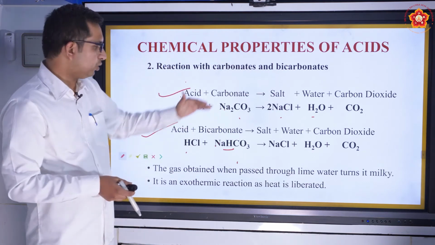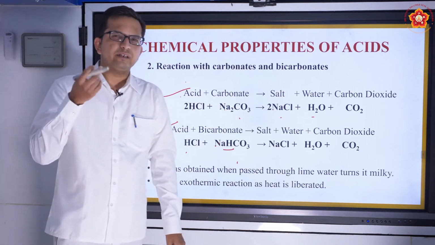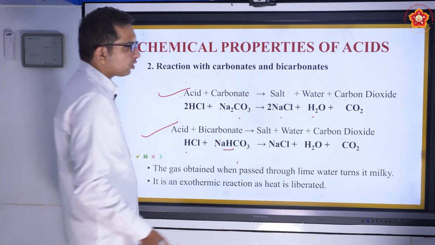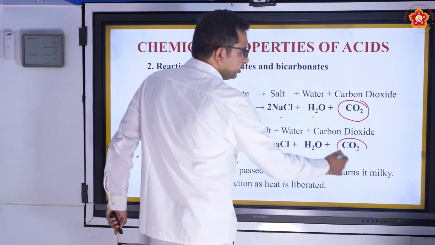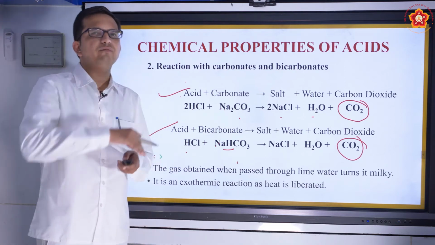What differs is only the balancing which has been present. While for hydrogen we had the test where you could pass the hydrogen gas and you would get a pop sound. For carbon dioxide, which you get in both the reactions, the test that is used is to pass it through lime water.